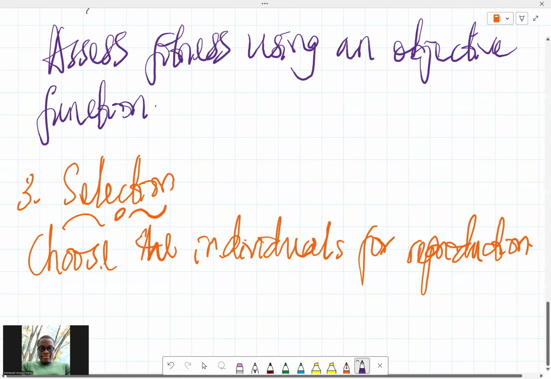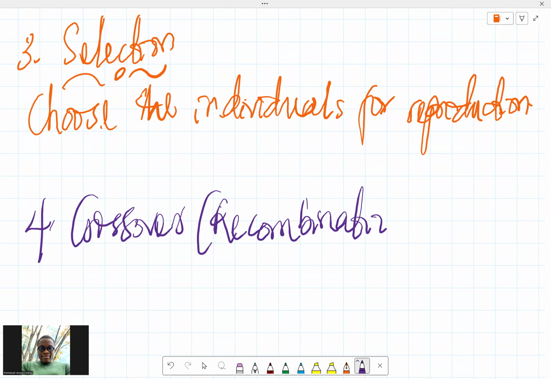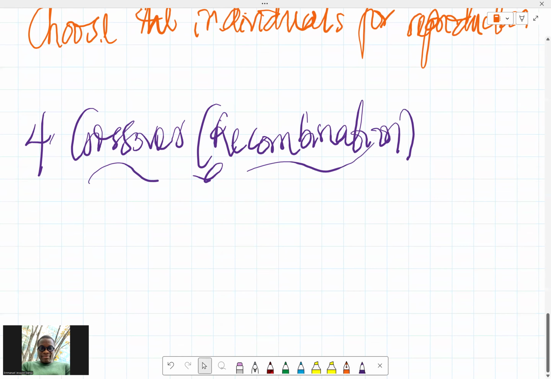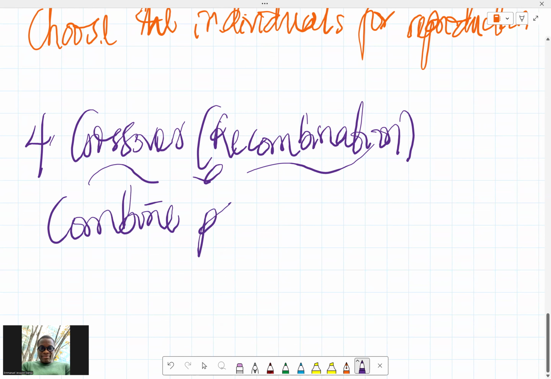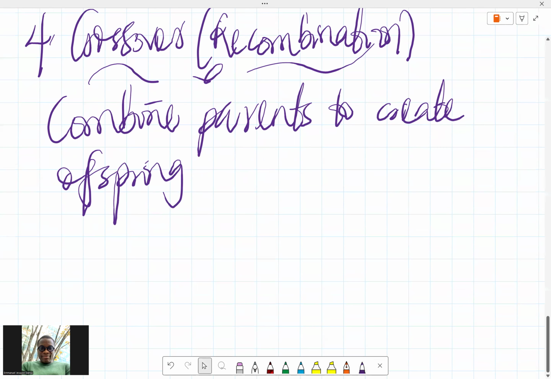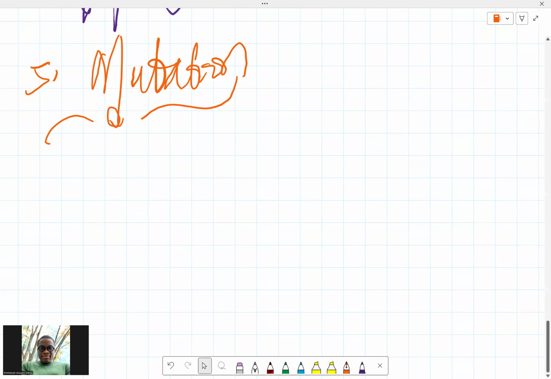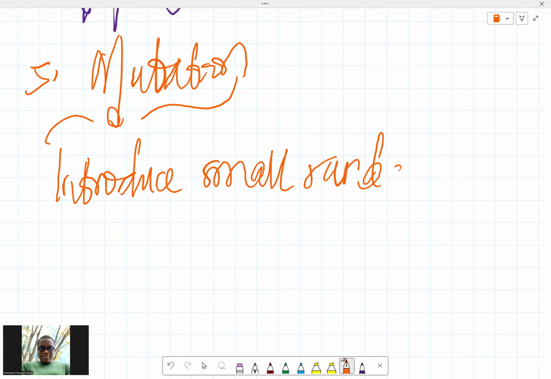Then in step 4, you have crossover or recombination. That's the whole genetic thing. Here you combine parents to create offspring. These are biology things, right? But then we're applying them to optimization. In step 5, you mutate. For mutation, you introduce small random changes for diversity.